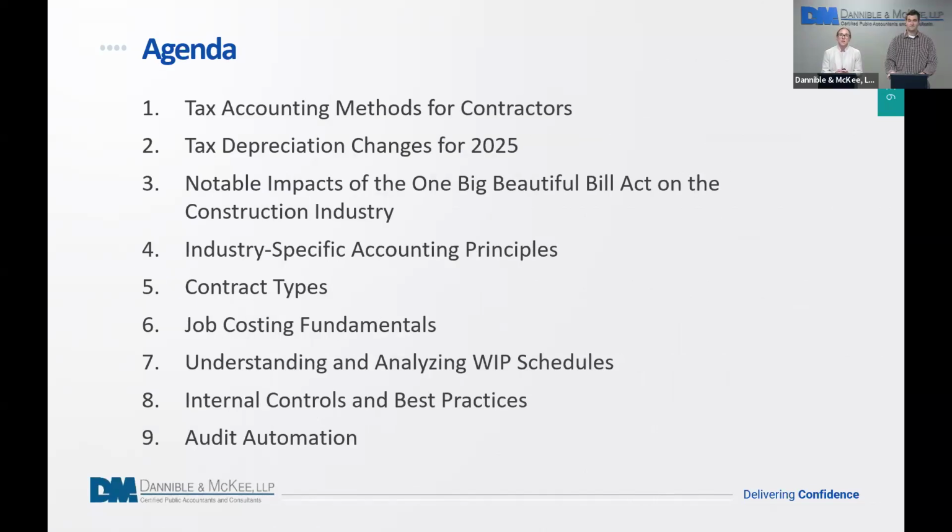A quick agenda of what we'll be covering today. I'm going to be going through some tax accounting methods available for contractors. I'm going to highlight some tax depreciation changes for 2025 and get into some notable impacts of the One Big Beautiful Bill Act on the construction industry. Then we'll transition to Bob's portion of the presentation where he's going to go over some industry-specific accounting principles, contract types, job costing fundamentals, understanding and analyzing WIP schedules. And then if the time is allotted, we'll get into some internal controls and best practices and audit automation.